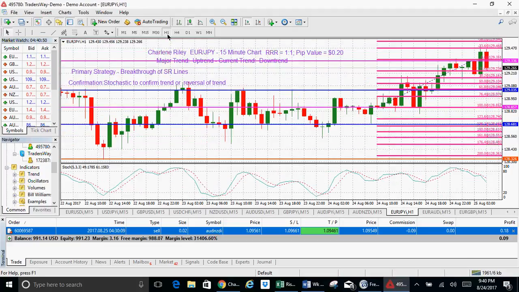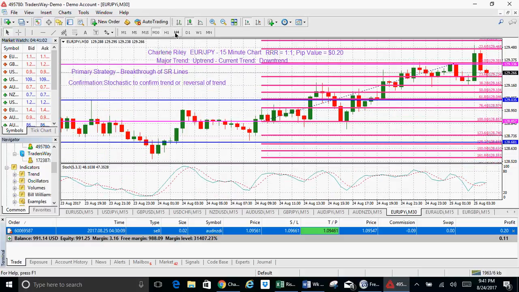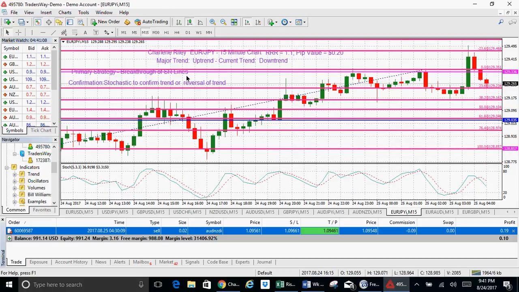Now, looking at my 1 hour, I see that that's also in the downtrend. The bears are trying to take over, and the same with the 30-minute chart. So I do feel confident that this will be a good trade setup for a sell.